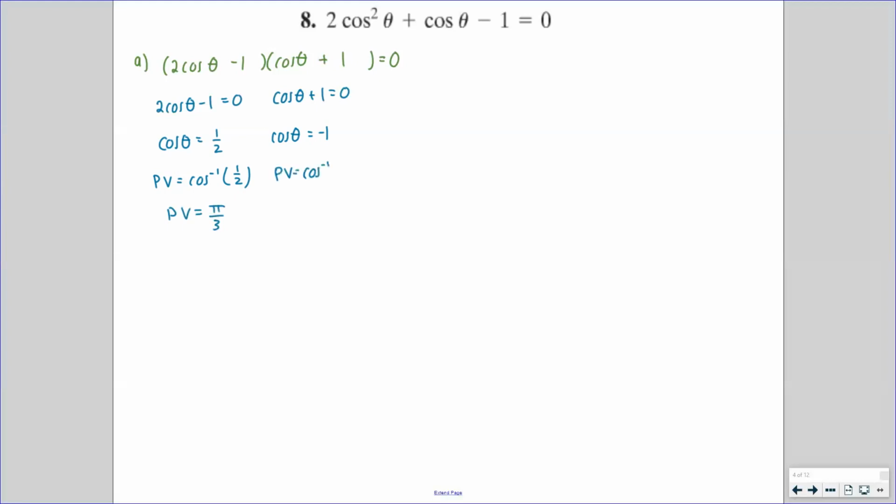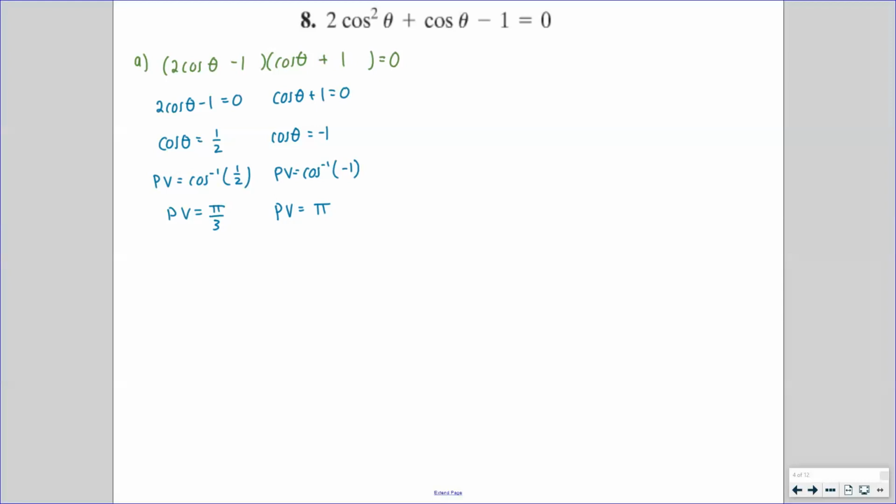And then our second principal value is coming from where cosine is -1. So again, inverse cosine has a range in the first or the second quadrant. Where is cosine -1? Well, it's -1 at pi radians. So we're sticking with radians today. So we've got those principal values. The last thing we're going to do is use the general equations in order to write the general equations for this problem.